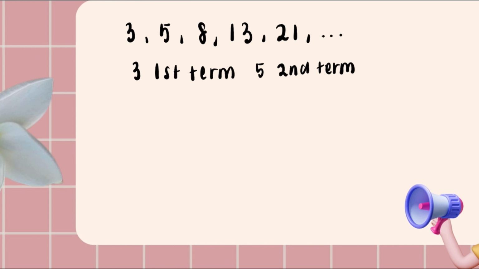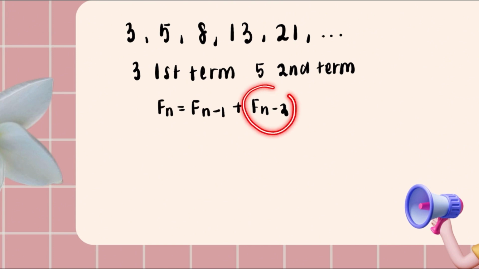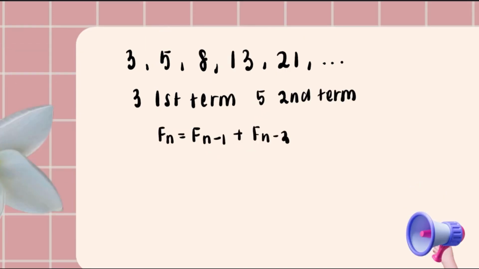So based on Fibonacci numbers, the formula will be like this: Fn equals Fn-1 plus Fn-2, where n-1 is the number previous to Fn and n-2 is the two numbers before Fn in a sequence. Okay, we have the first term and then the second term. Then next, we will have a third term, which is F3. So F3 equals F3-1 plus F3-2. It will be F2 plus F1.